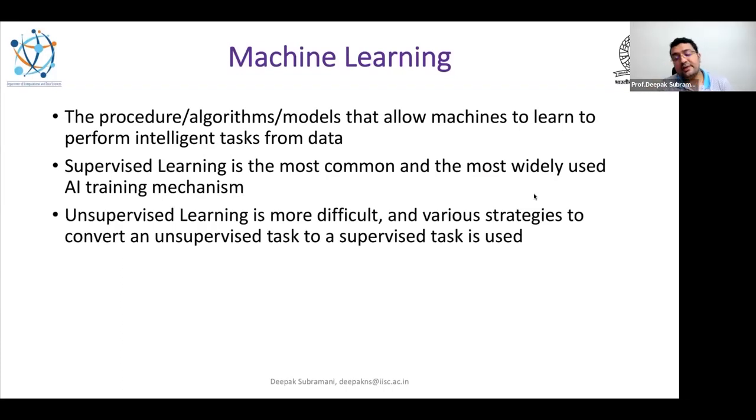Unsupervised learning is more difficult, right? You just give the data, you don't tell the answer. You just give the question, and you then figure it out. So what does this data say? Is there a pattern in this data? How do I take actions based on that? That is a more difficult task.